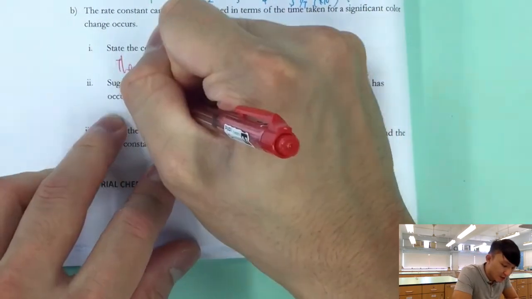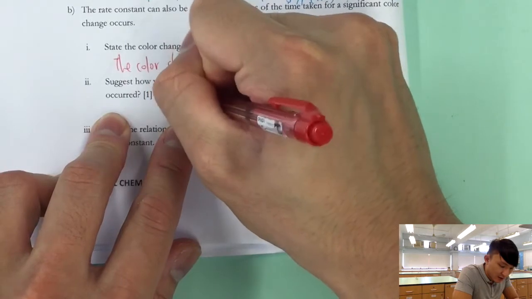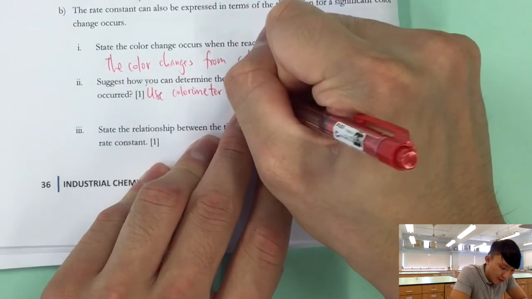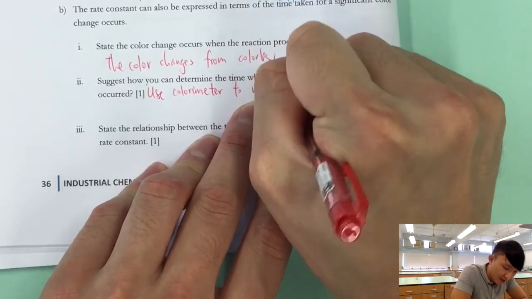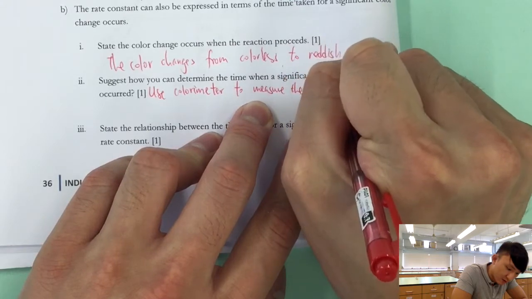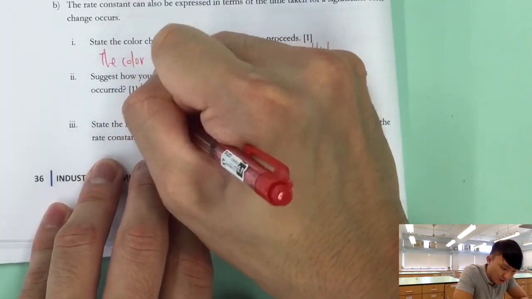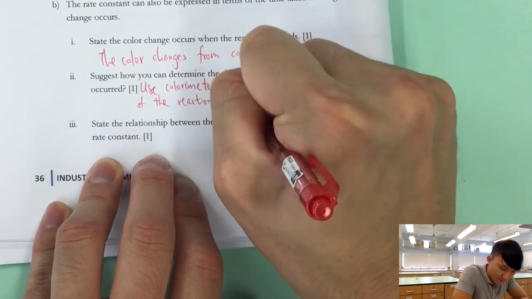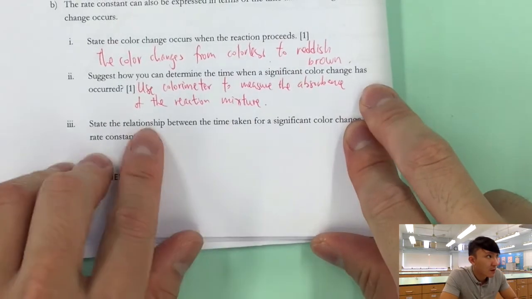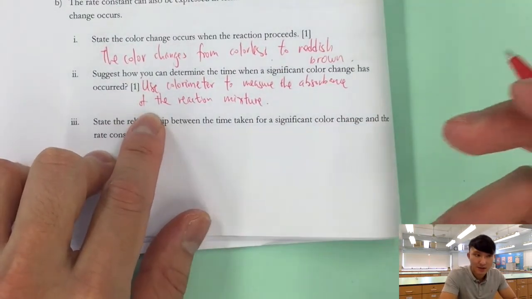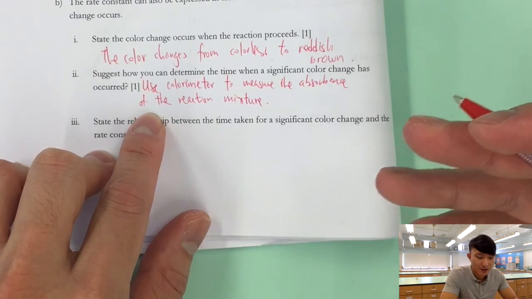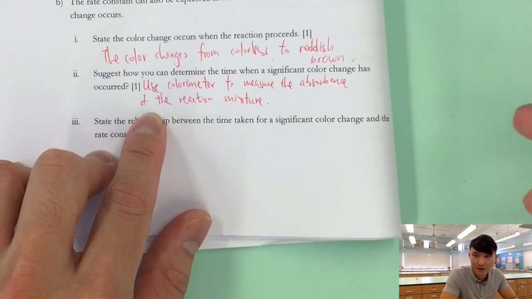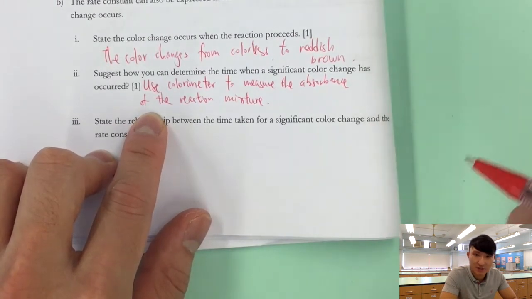So you can use a colorimeter to measure the absorbance of the reaction mixture. Okay? Or you can use the traditional method using a cross, and you put the cross underneath the container, and you want to see how long it takes for the cross to be masked by the gaseous mixture. Okay?